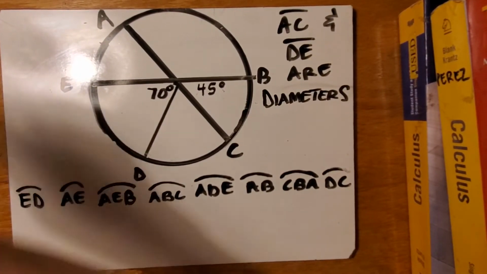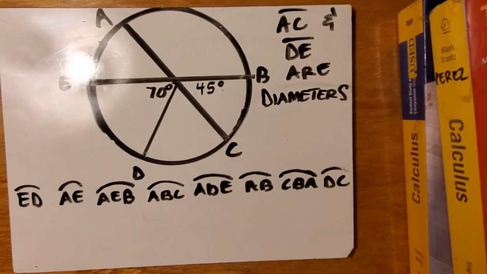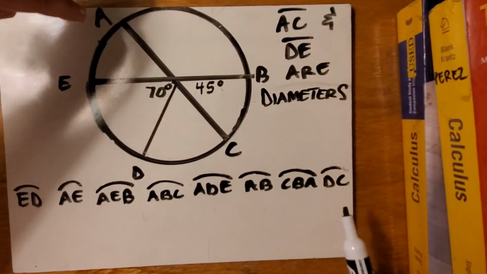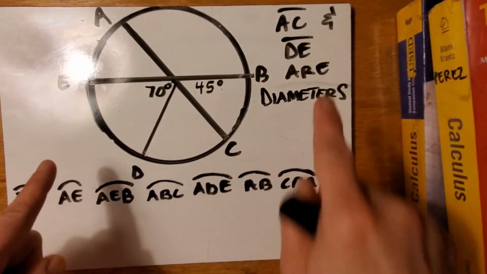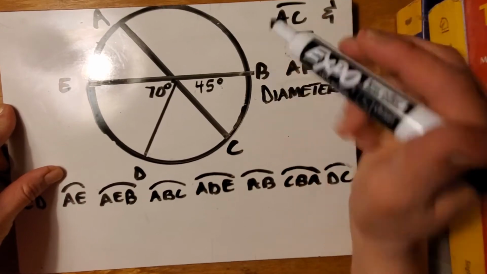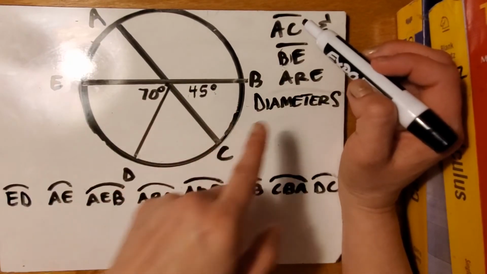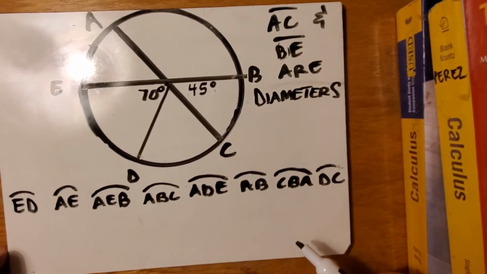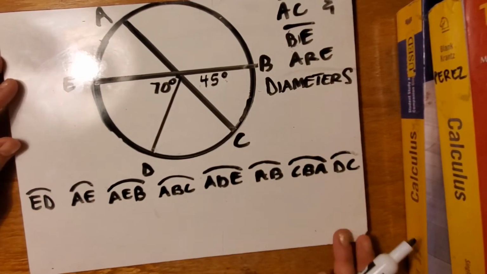Okay, all right. So I'm going to do an extra example on finding major, minor, and semicircle arc measures. Here I have AC is a diameter. Oops, that should say BE. AC and BE are diameters. I'm going to first find out whether these are major, minor, or semicircles, and then also find the arc measure.